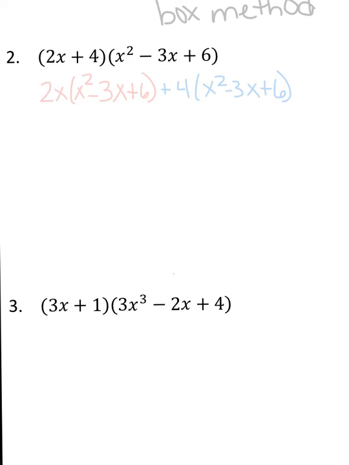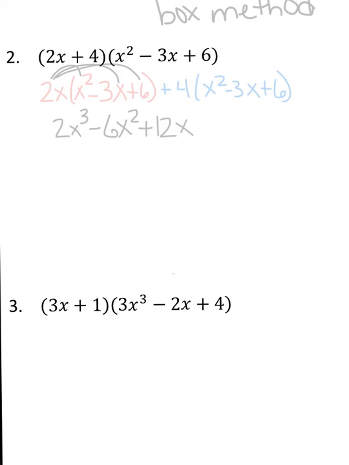So now we're just going to do the distributive property, right? So 2x times x squared is 2x to the power of 3. 2x times negative 3x is negative 6x squared. 2x times 6 is plus 12x. It's totally fine to use those lines to help you organize that multiplication. Just make sure you don't draw the lines and forget to multiply. Draw a line and multiply, draw a line and multiply. Do it one at a time so you don't forget.